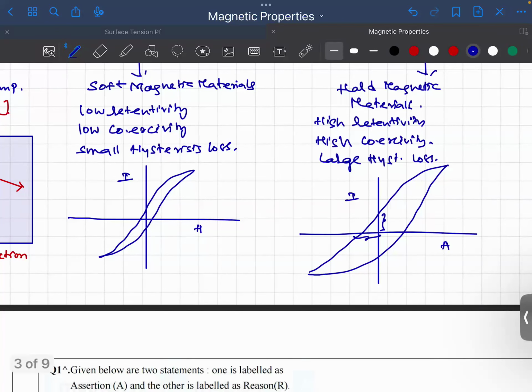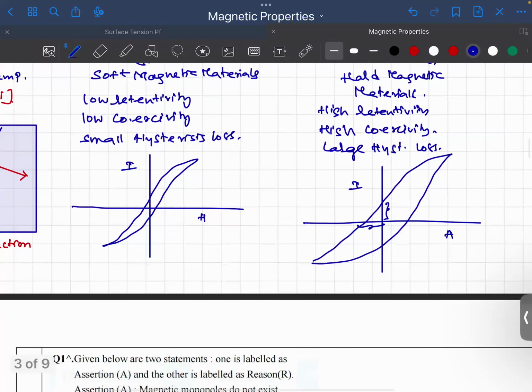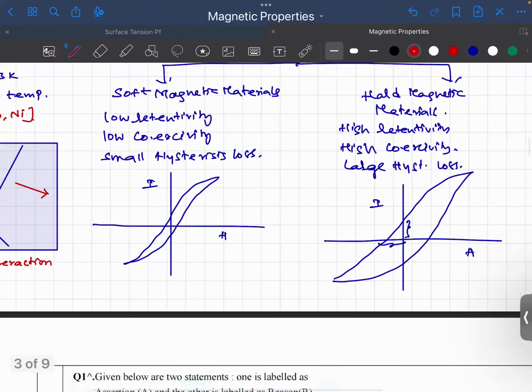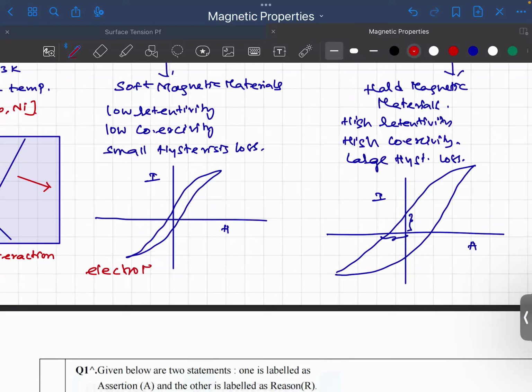Right. So what is the significance of this classification? Remember, when you are using electromagnets, the core material of electromagnets, and cores of transformers, motors, generators, etc., you require this property. Less loss, otherwise the transformer heats up.